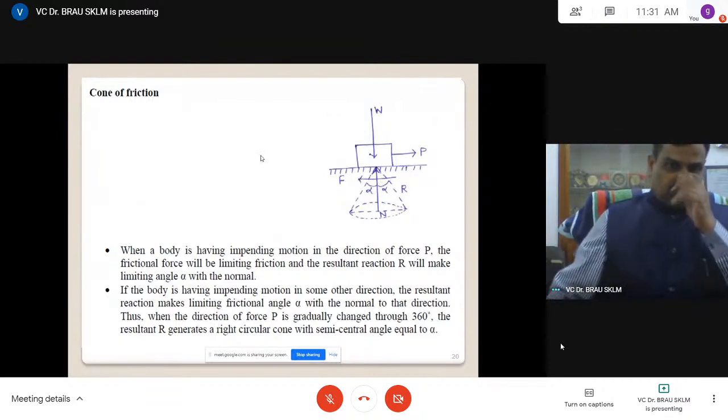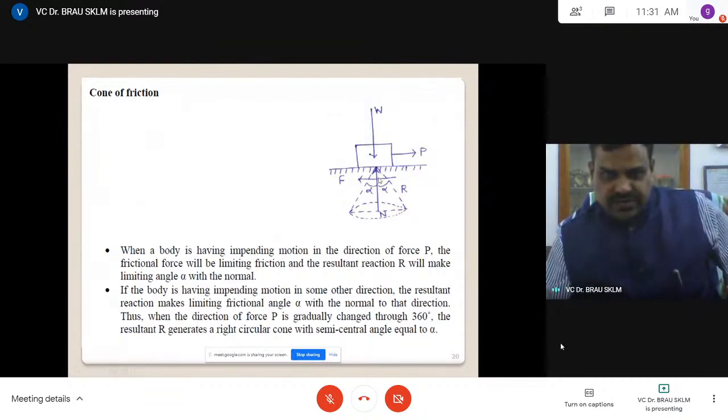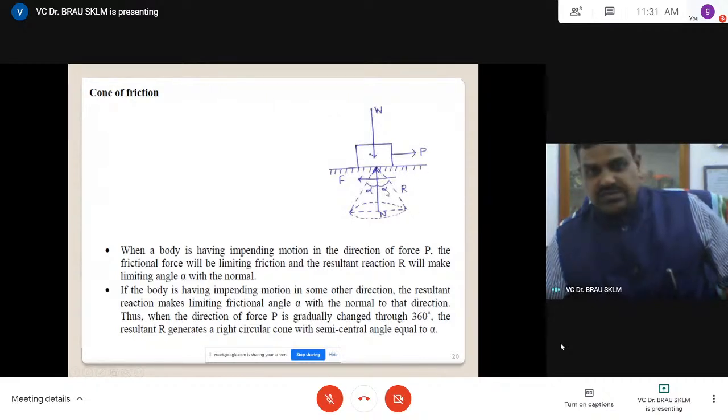Then the resultant of these two. Suppose this is F, this is N. If you draw a parallelogram or a triangle, this is the resultant force. That means this F is put here, the normal reaction you can put here, and the joining of these is the resultant force.